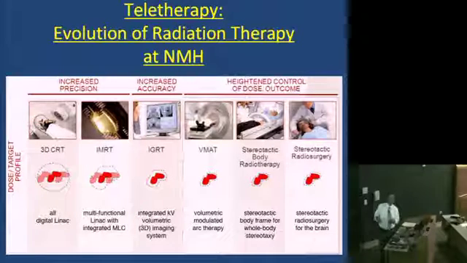And I'm going to briefly talk about stereotactic body radiation therapy as well as radiosurgery treatment. The concept here is that you're able to target your radiation much more precisely and deliver a small amount of radiation to the normal tissues.